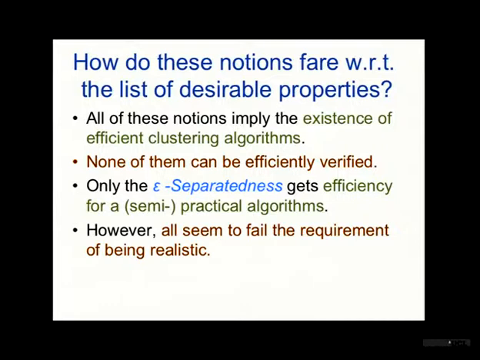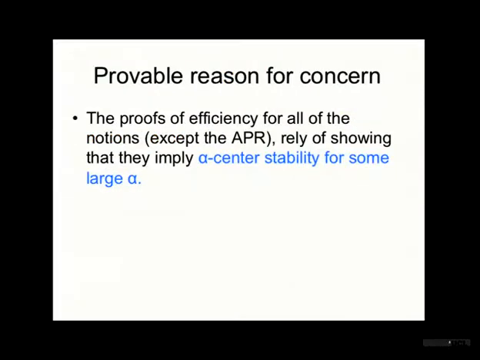Now, failing this requirement to be realistic, I can state it in a more formal way. There's a provable reason for concern. What's the provable reason for concern? In all of the proofs of efficiency of all of those algorithms, the first step is to show that if you have my condition, then you have alpha center stability for some alpha. So if you look at the proofs, the first step is showing that if you satisfy my condition, then every point is closer to its own center than to any other center. Of course, the question is, by how much? What should be this alpha?